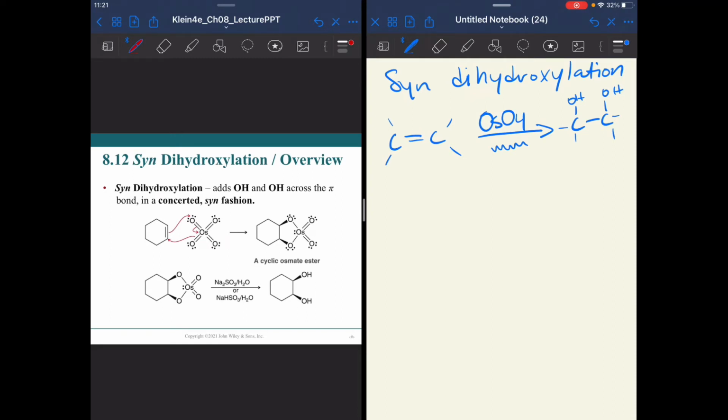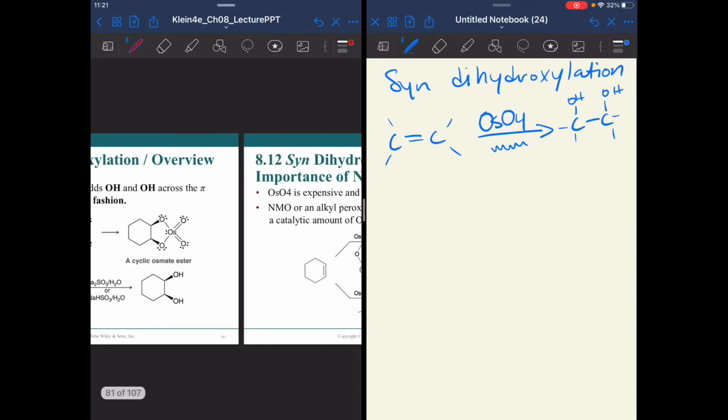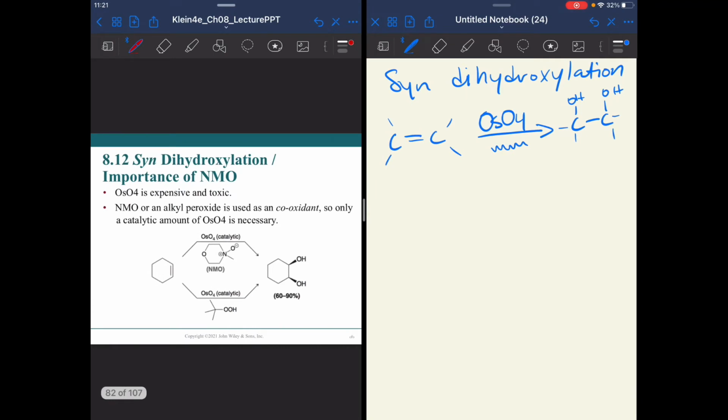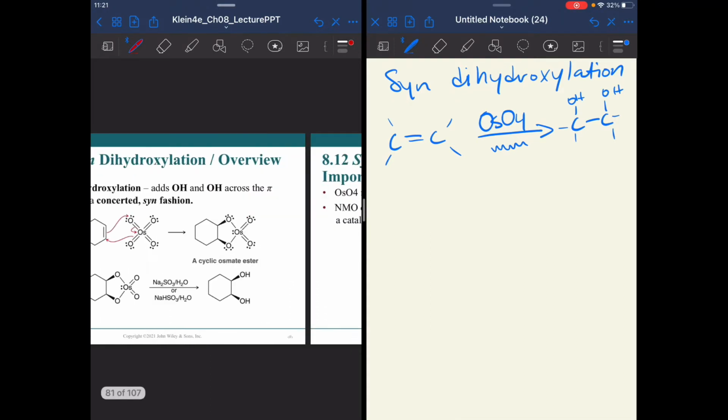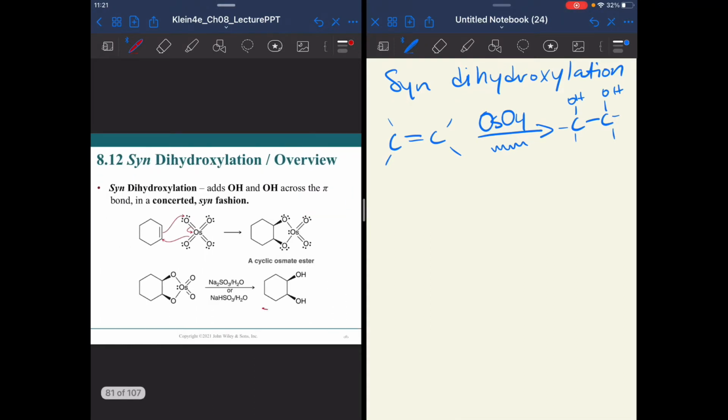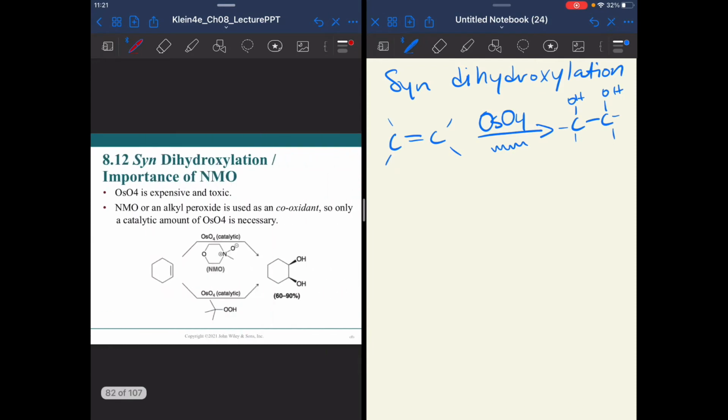One of the things it can be followed with is sodium sulfite or sodium bisulfite. There's also a compound called NMO. You could also follow it up with a peroxide. There are lots of different options, but notice that at the end of the day, you're getting a syn-diol in all of them. The thing that is the same in all of them is the OsO4.